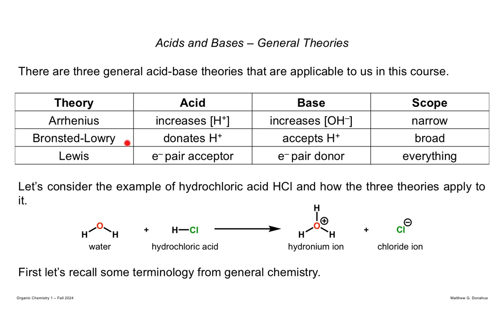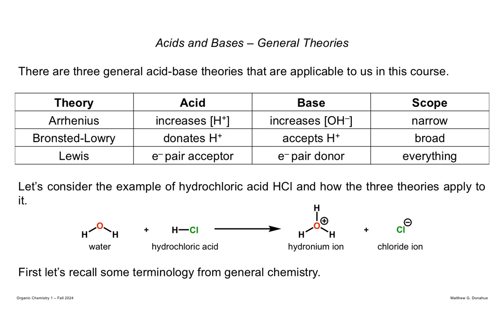Bronsted-Lowry is more general, and so this is what is typically used for organic chemistry. We say that an acid donates H+, which is a proton. And now look at the difference between Arrhenius and Bronsted here for the base. We say a Bronsted base accepts H+. So we've moved away from hydroxide, and we've generalized it a little bit more so that the base can be anything that will deprotonate H.